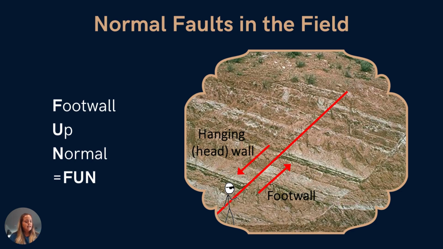And so we can see that on the right-hand side, it has moved up, and on the left, it has moved down. And so if you draw Homer or your person in front of the fault, you can see that the hanging wall block is on the left and the footwall block is on the right. And so the footwall block is moving up in this instance, and the hanging wall is moving down. So we call this footwall up normal, or FUN. It's a fun little acronym for you to use.